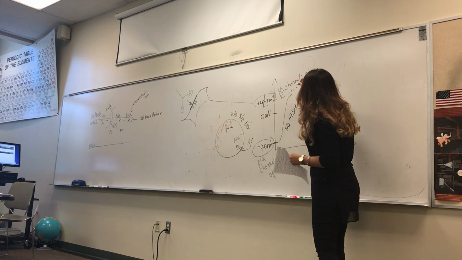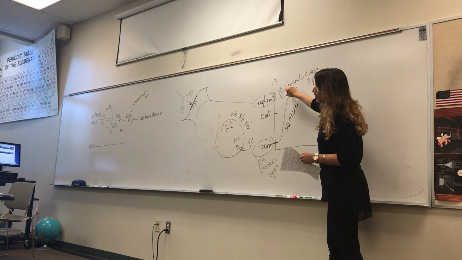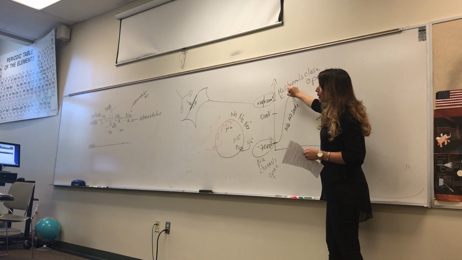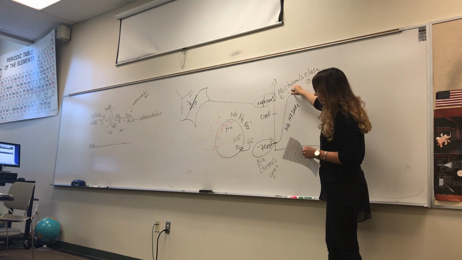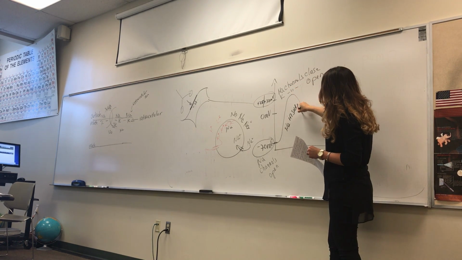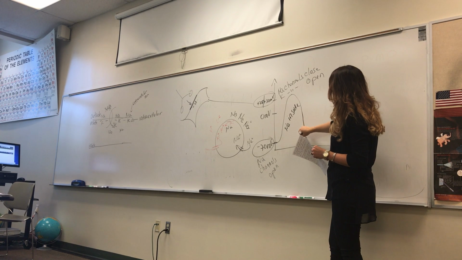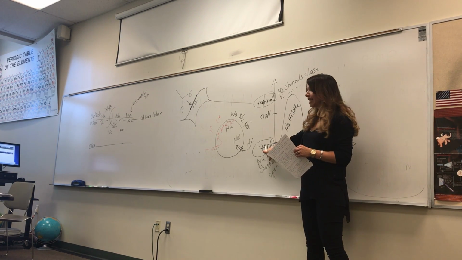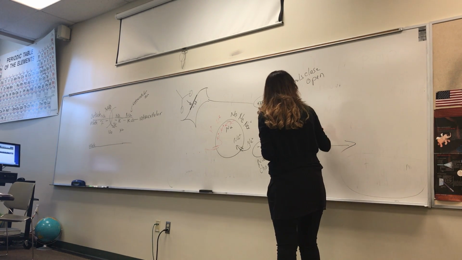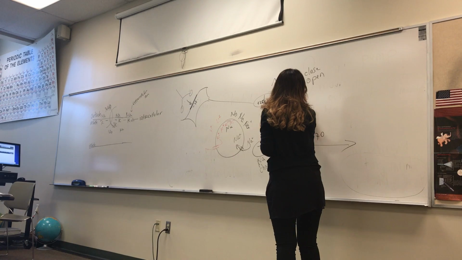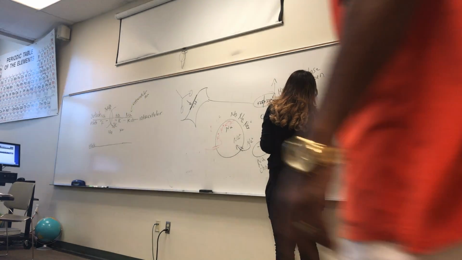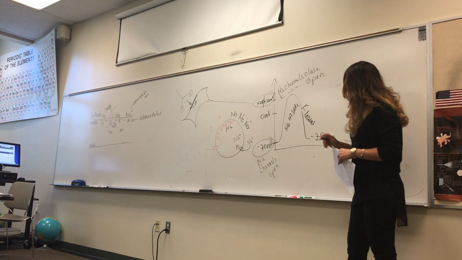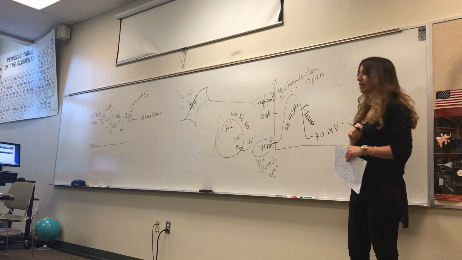So as I lose positive charges again, what happens to the membrane potential? It decreases again. It goes down. I'm losing positive charges, okay? And I'm going to get back to my resting potential, minus 70. So here, potassium leaves, and I get once again to minus 70 millivolts.